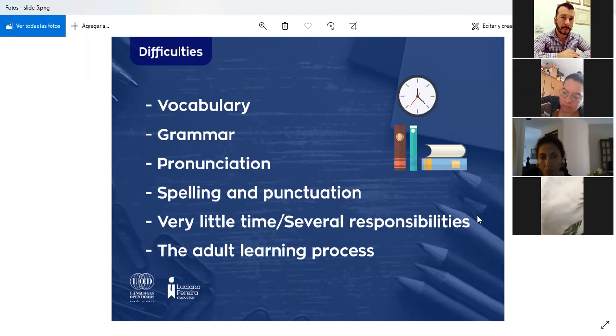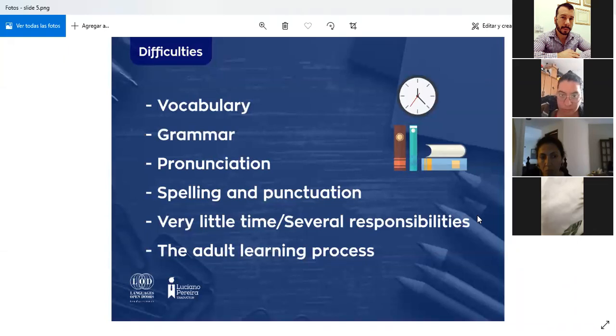Next, we have very little time, several responsibilities. Vayan tomando notas, chicas. Igual yo después les mando las diapositivas. Ustedes me piden por mail, yo se las mando, pero también me gustaría que tomen nota de lo que vamos conversando.